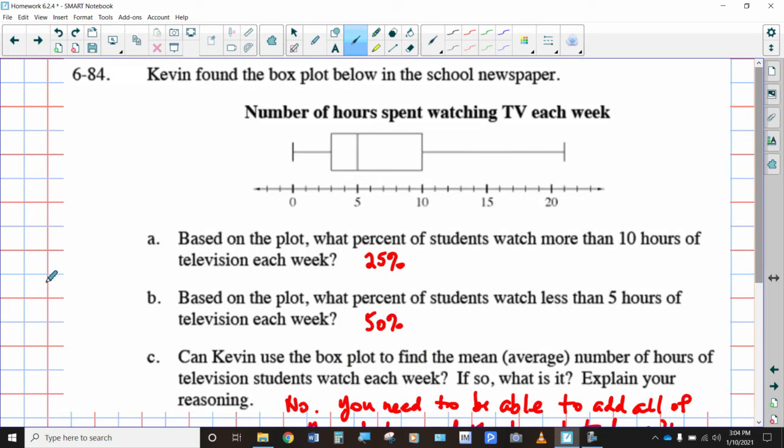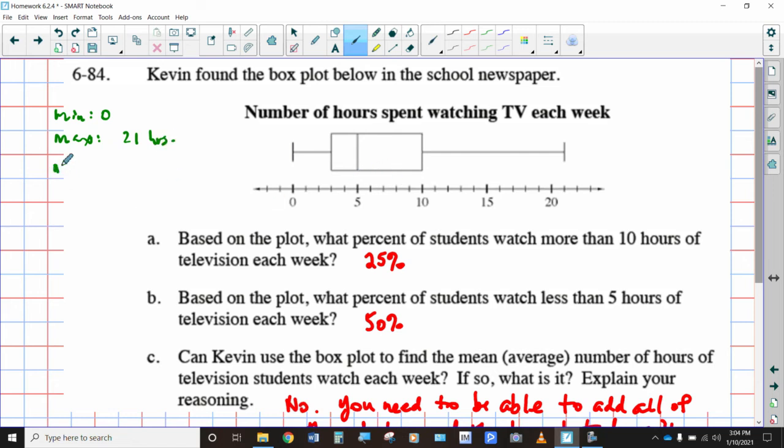All right, here's another box plot. Kevin found the box plot below in the school newspaper. So what number of hours watching TV? So I'm going to mention a few things here, what I know. Some students didn't watch TV at all, while other students watched as much as 21 hours for the week.